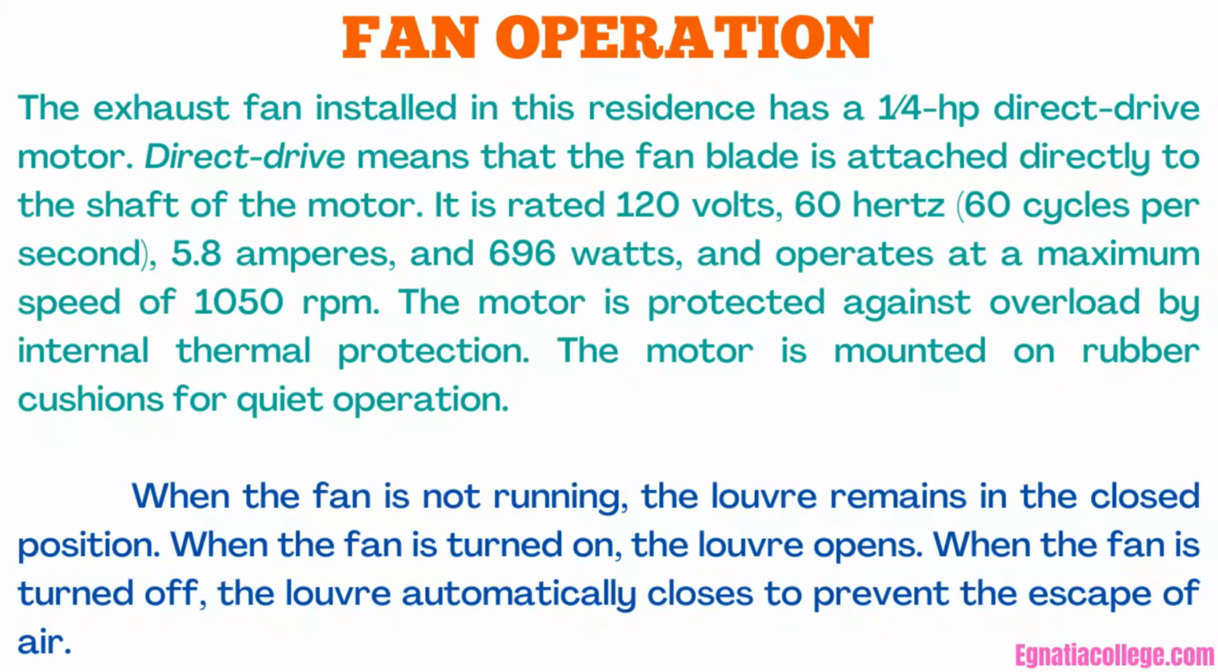Fan operation. The exhaust fan installed in this residence has a 1/4 HP direct drive motor. Direct drive means that the fan blade is attached directly to the shaft of the motor. It is rated 120 volts, 60 Hz (60 cycles per second), 5.8 amperes, and 696 watts, and operates at a maximum speed of 1050 RPM. The motor is protected against overload by internal thermal protection. The motor is mounted on rubber cushions for quiet operation.